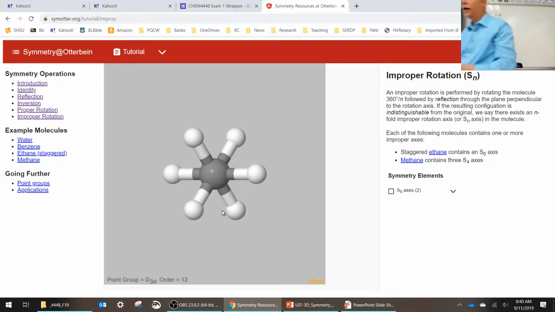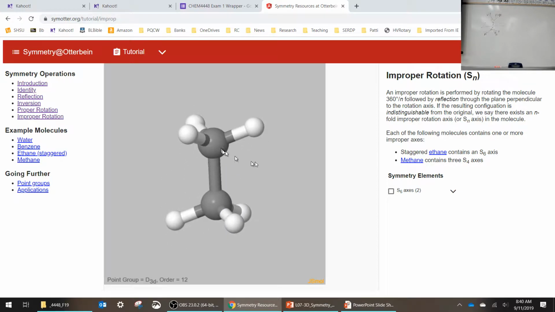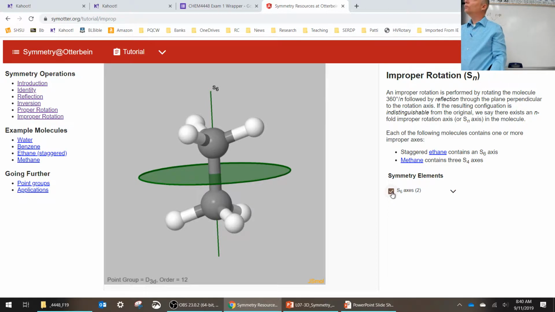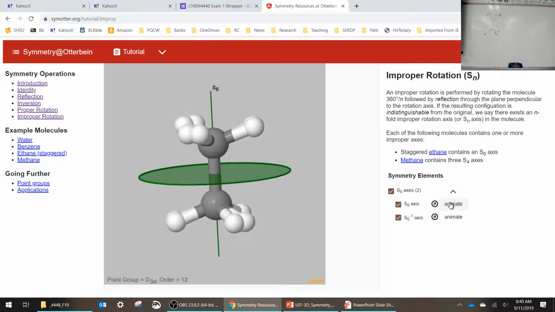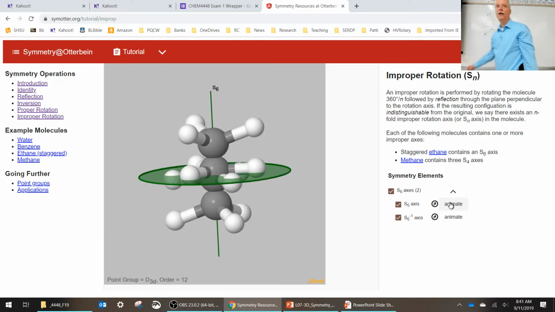So let's animate that one. Let me tip it up so it looks like what's on the board. It's an S6 axis. It's 1/6 of a turn and then a reflection. So it'll go 60 degrees and then reflect down. So it's a little slower this time, but that's okay. So 1/6 of a turn and then reflect down. And that way I can swap the top hydrogens and the bottom hydrogens. We rotate and reflect down, and then the molecule looks like it did before.